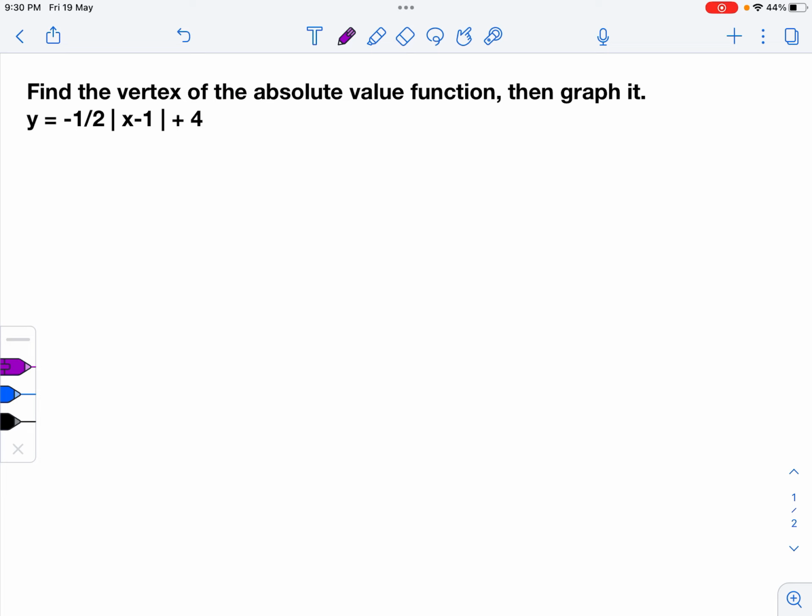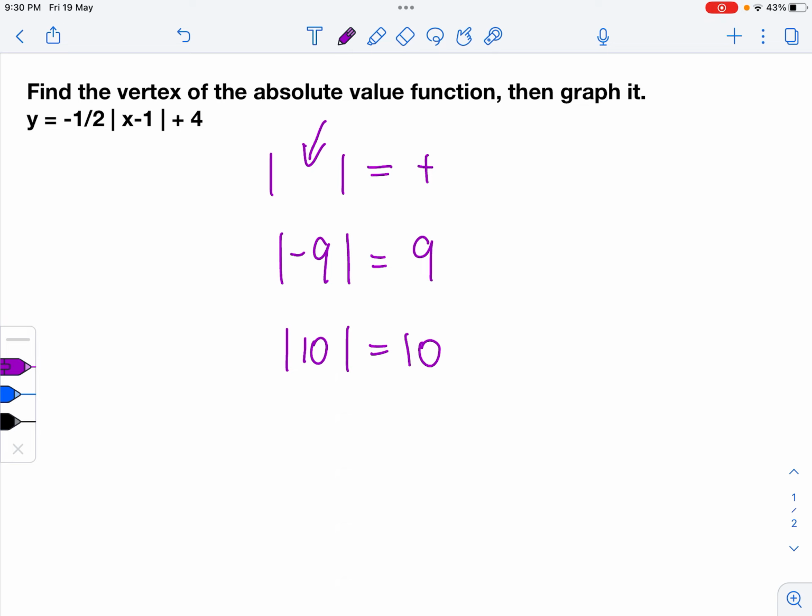For those of you who have just heard of this word absolute value in mathematics, basically absolute value is when there are straight line brackets where anything inside this bracket has to be equal to a positive number. So if, let's say, inside the bracket is -9, that would just be equal to 9 because anything inside here is going to be positive. And if inside the bracket is 10, the number would just be 10 because it's positive.